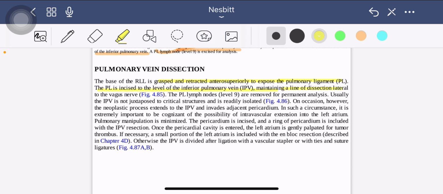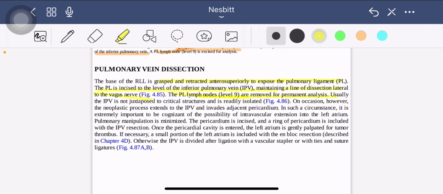So, pulmonary vein dissection. The base of the right lower lobe is grasped and retracted anterior-superiorly to expose the pulmonary ligament. The pulmonary ligament is divided to the level of the inferior pulmonary vein, maintaining a line of dissection lateral to the vagus nerve. The pulmonary ligament lymph node, level 9, is removed for permanent analysis. Usually the inferior pulmonary vein is not juxtaposed to a critical structure and is readily isolated.